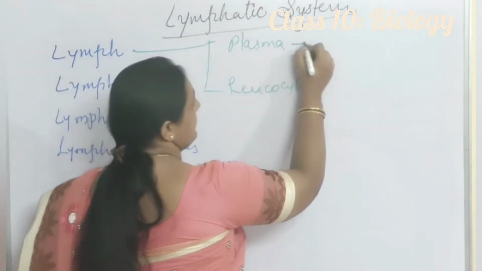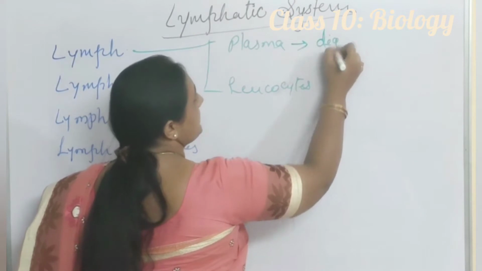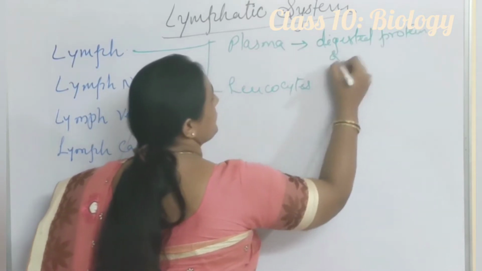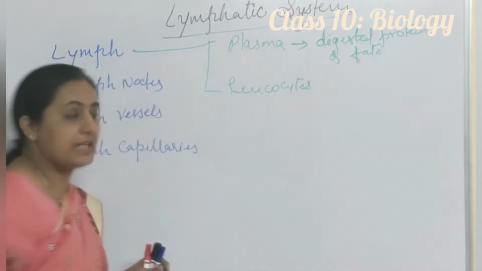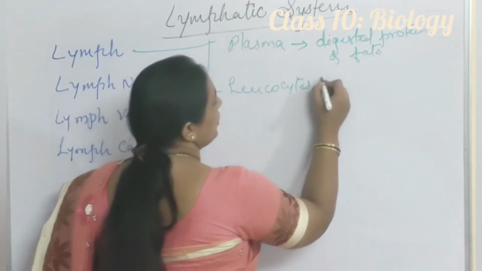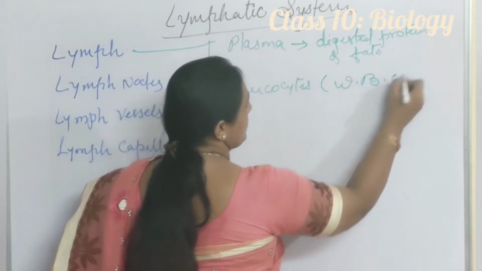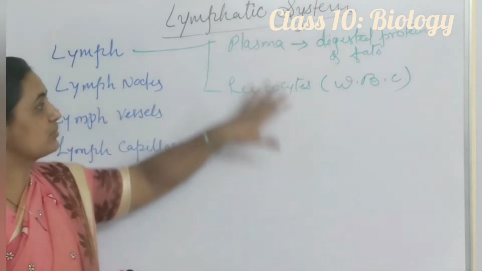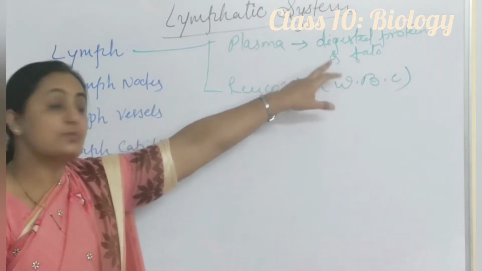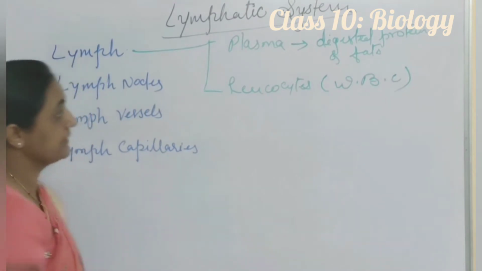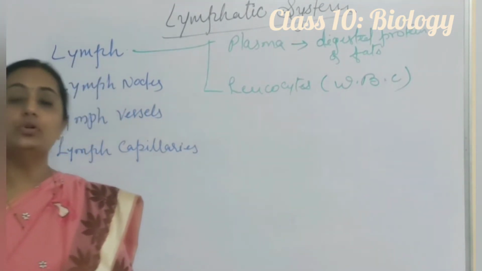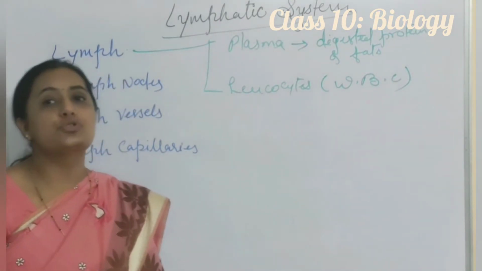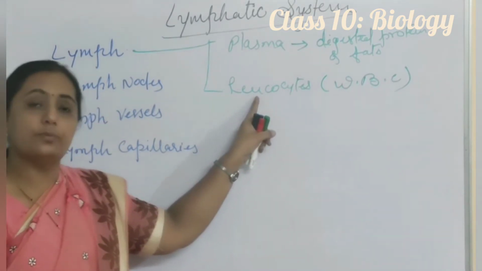Plasma. What is present in plasma? In plasma, digested proteins and fats are present. Leukocytes means WBCs are present. So lymph is a yellow colored fluid in which plasma and leukocytes are present, where plasma has digested fats and proteins, and WBCs are useful to fight infection. That's why lymph is essential, because it helps to improve the immune system as more WBCs are present in lymph.